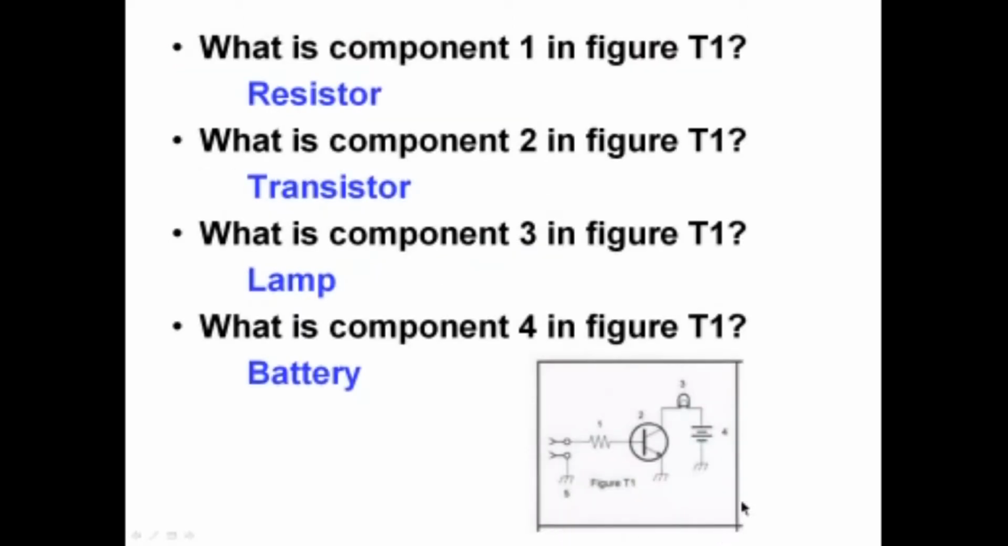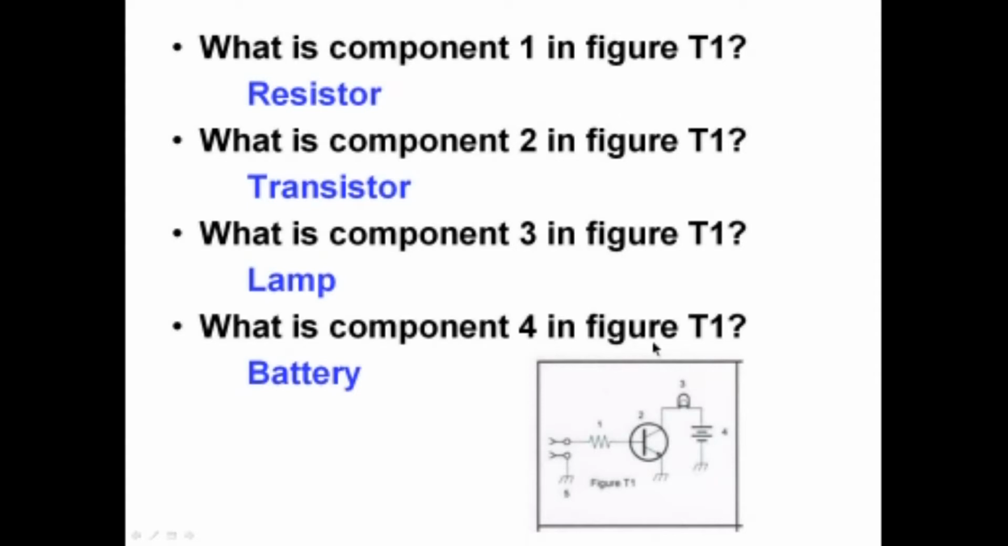Okay, this refers now to this figure T1 down here. What is component 1 in figure T1? Component 1 right here is a resistor, that mountain road, that resists the flow of electricity. Okay? What is component 2 in figure T1? Component 2 is a bipolar transistor, or just transistor is the answer that's offered to you. What's component 3 in figure T1? It's a lamp, a little light bulb there, kind of looks like a light bulb if you look at it closely. Has the glass envelope around it and the little filament inside.